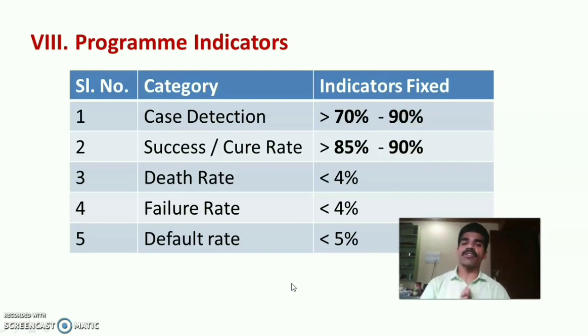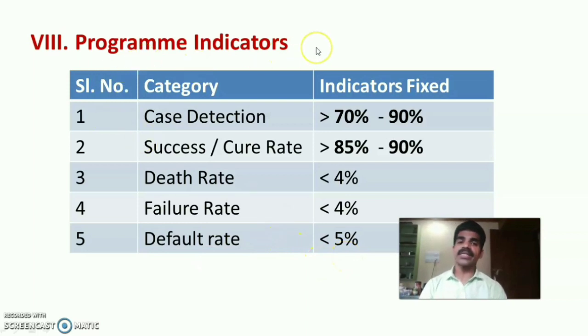Next is the program indicators of RNTCP. So the case detection, early detection of the TB cases, is from more than 70% to more than 90%. It started with more than 70% case detection, then in the later phases, it was more than 90%. Then success rate of the treatment or cure rate, more than 85% to more than 90%. Then death rate among the TB patients must be less than 4%, and the failure rate of the treatment also must be less than 4%. Then default rate, that is discontinuation of the treatment course of TB patients, must be less than 5%.